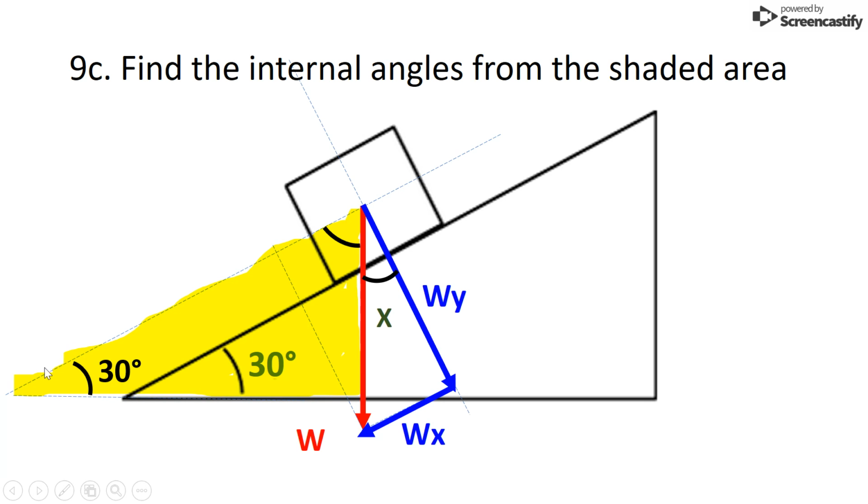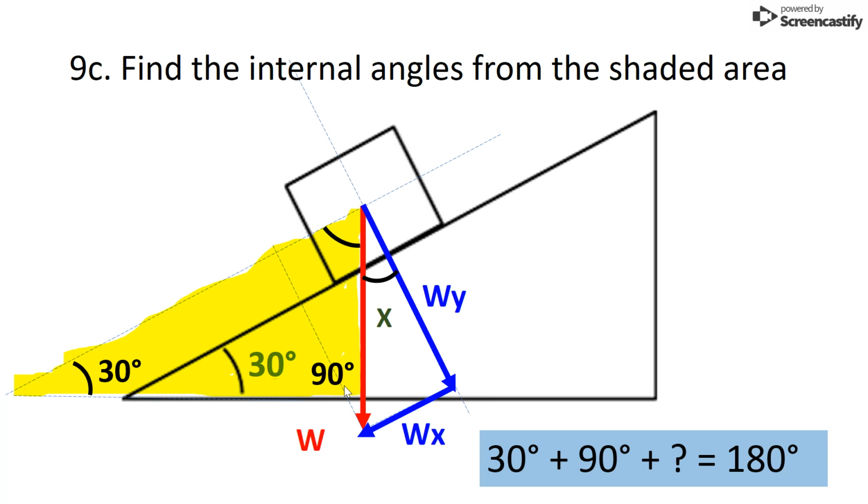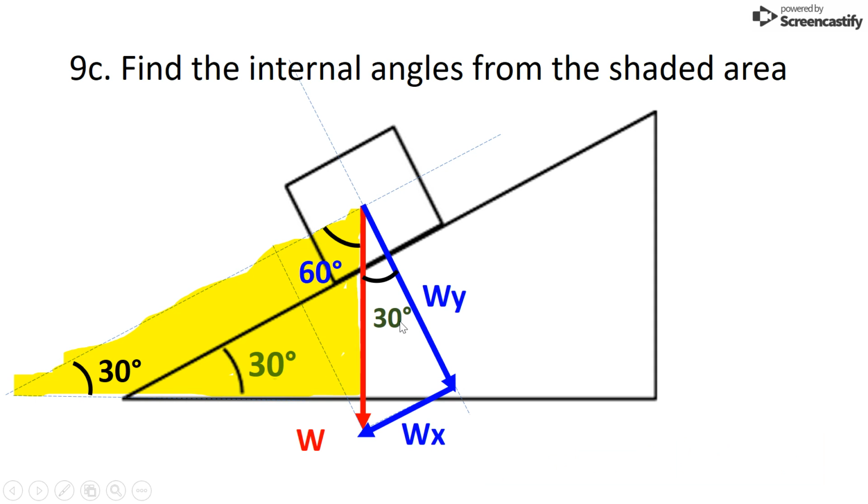Since this is a right triangle, this angle right here is 90 degrees. Using the fact that the sum of the internal angles of a triangle is 180 degrees, this unknown angle here should be 60. Because we have a right triangle, we use complementary angles to find X. It should be 30.